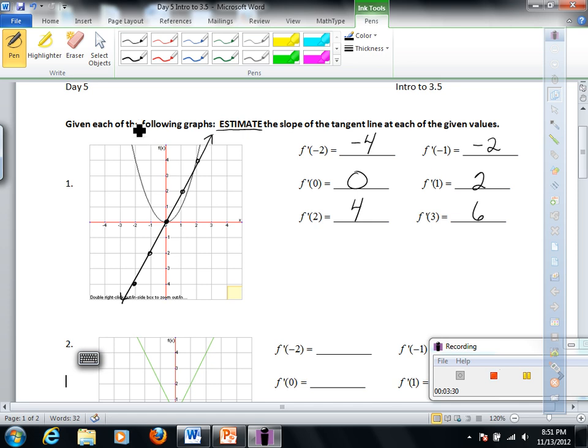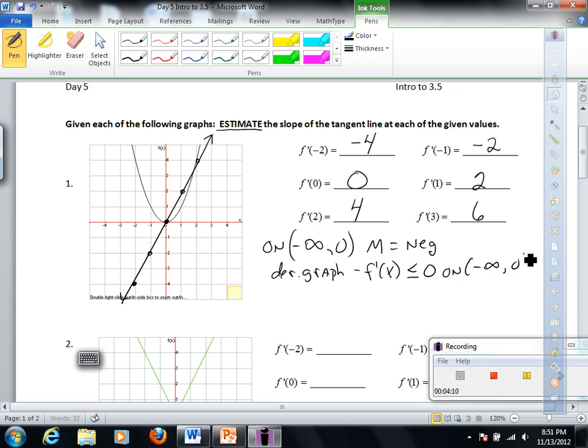Notice, look at the original parabola. On -infinity to 0, on this interval right here, my slopes are all negative. What does that mean to you? My derivative graph should be below the x-axis from -infinity to 0. So my derivative graph, which I'm going to call f prime of x, is less than or equal to 0 on -infinity to 0. So if I look at my derivative graph, it's below the x-axis from -infinity to 0.